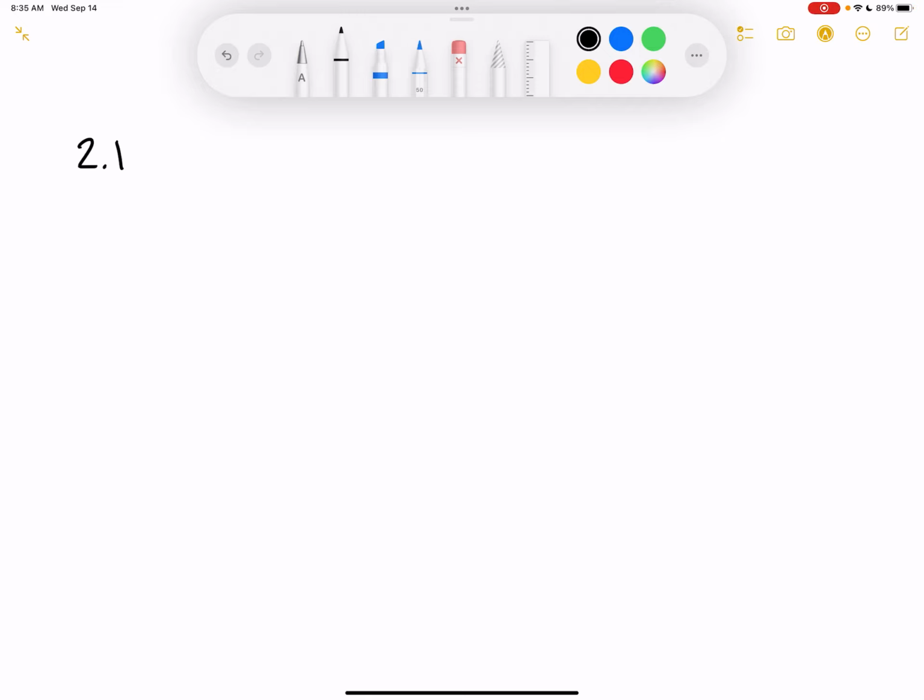This is 2.1, representing relations and functions.